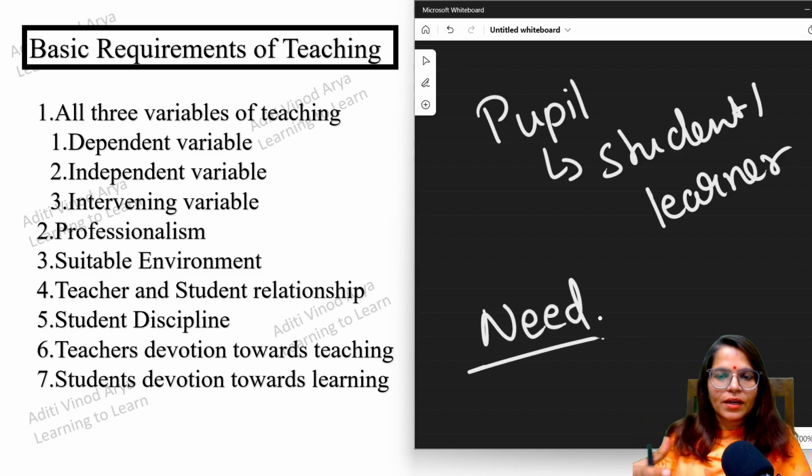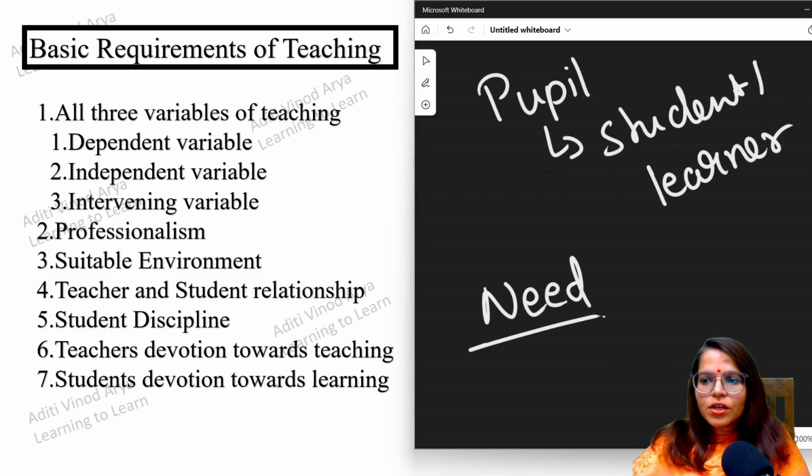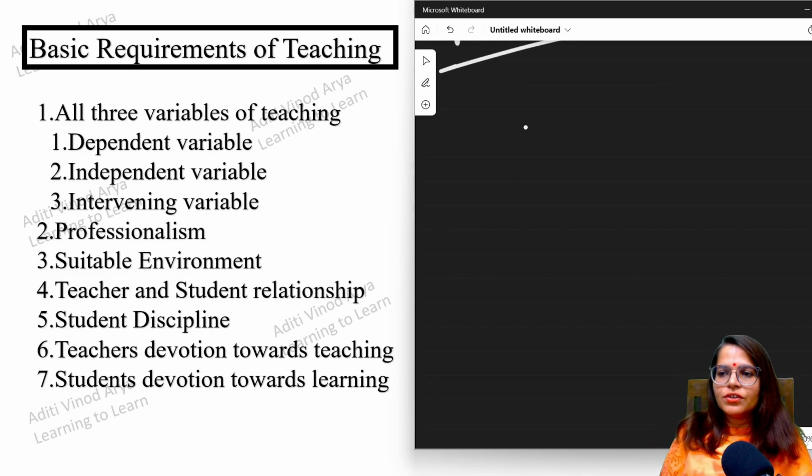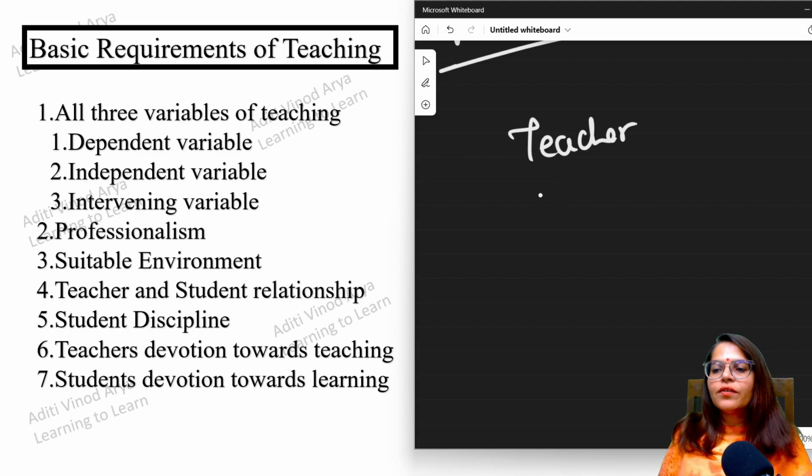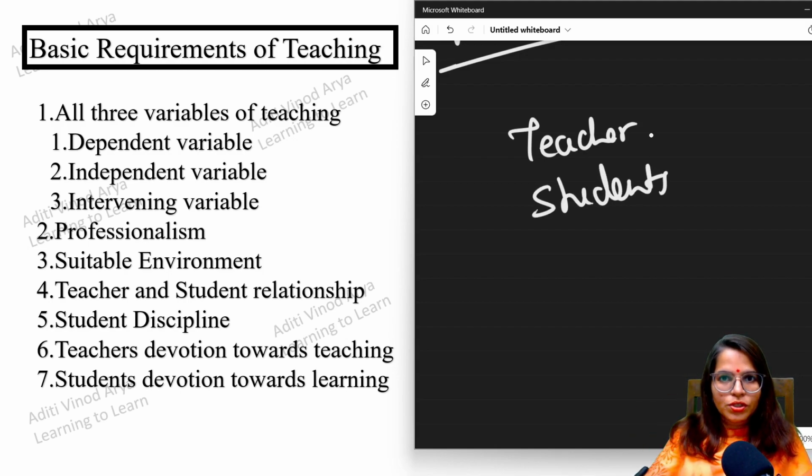Suppose I'm teaching right now, so what are the requirements? I need a teacher right now for this entire process to take place. A teacher is there, which is me. Students are there. You're going to watch this lecture, right? So we have a teacher here, that is me, I'm teaching here. We have students, you all who are actually watching this lecture.